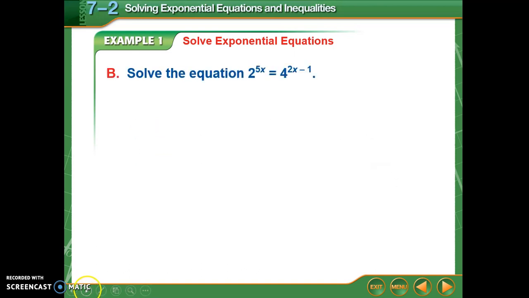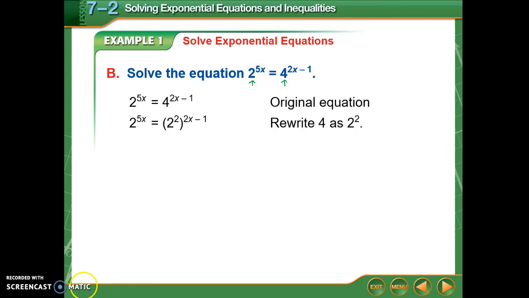All right, let's take a look at the next example. Here I have some exponents that look a little bit more complicated, but it's still the same process. Here 2 is my base. Here 4 is my base. Is there a way to rewrite 4 so that it has the same base as 2? And of course there is, because 4 is 2 squared. So notice I just replaced 4 with 2 squared. And then from the property of exponents, I'll take 2 times 2x minus 1 because I have a power raised to another power. So notice I had to distribute 2. I took 2 times the whole power 2x minus 1. So I got 4x minus 2. So now I have 2 to the 5x equals 2 to the 4x minus 2.